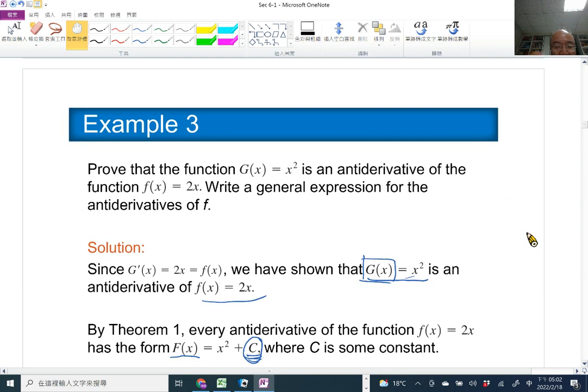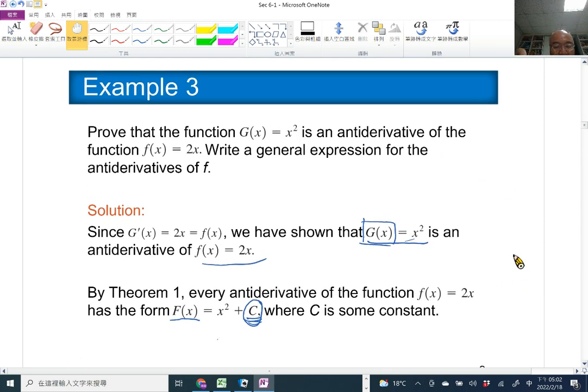Now in this example 3, we can use that one to show this. In this example 3, we pick up one of the antiderivatives from the previous: say capital G of x equals x squared, and the derivative equals 2x. So we know x squared is an antiderivative for 2x.